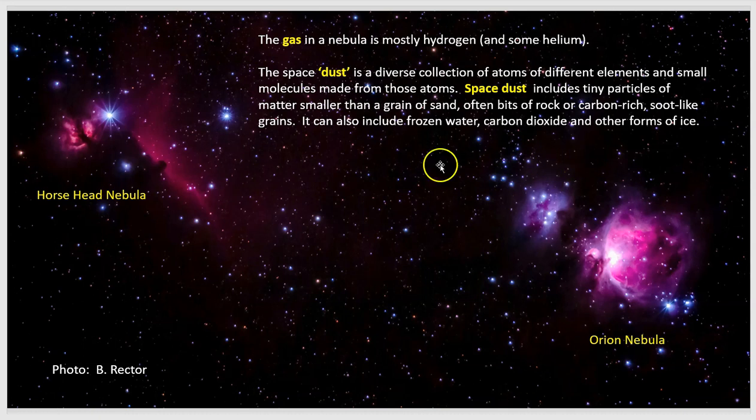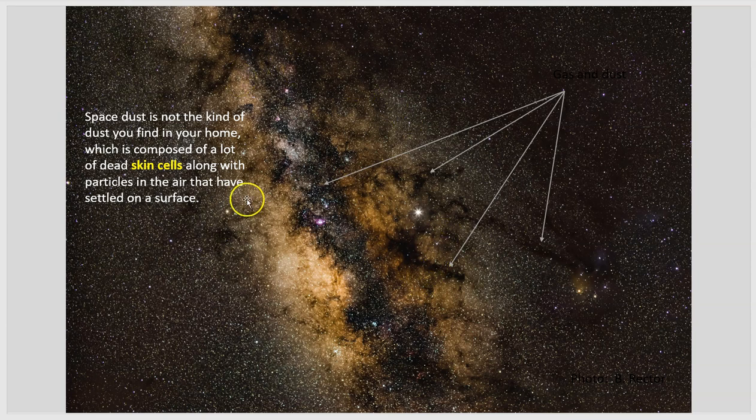Space dust includes tiny particles of matter smaller than a grain of sand, often bits of rock or carbon-rich soot-like grains. It can also include frozen water, carbon dioxide, and other forms of ice. So it's material stuff. And we see it in these beautiful pictures of nebula as this colorful gaseous stuff, but you can kind of see that it is dark. The regions where it's concentrated, those are dark regions that are blocking the light from stars that are behind those regions.